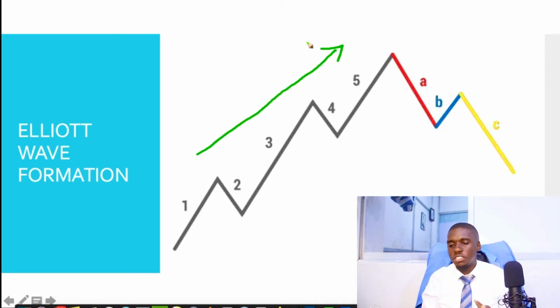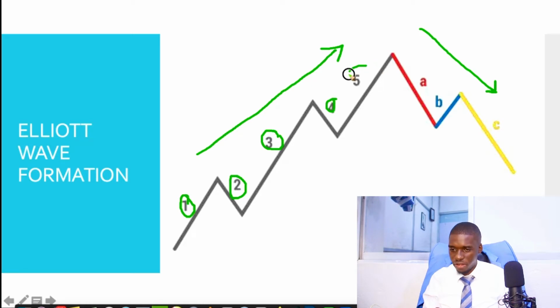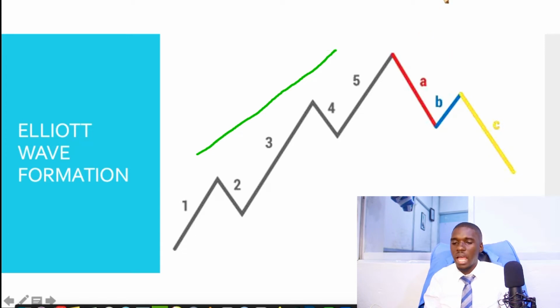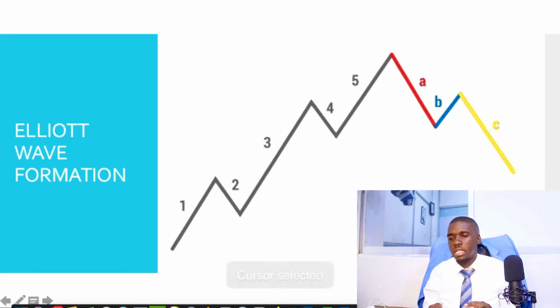He calls this a motive phase, and this is a corrective phase. A motive phase is made up of wave 1, wave 2, wave 3, wave 4, and lastly wave 5. The corrective phase forms 3 waves, that is A, B, and C, as we can clearly see. This is how the formation of Elliott Wave looks in an uptrend, in the proper way.